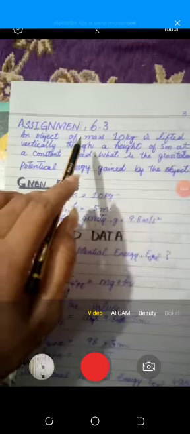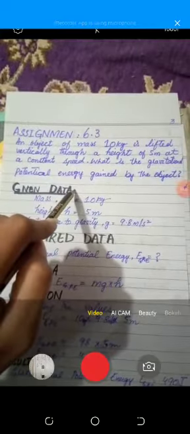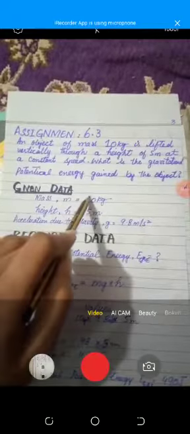Now we are going to do assignment number 3. The assignment number 3 is: an object of mass 10 kg is lifted vertically through a height of 5 meter at constant speed. What is the gravitational potential energy gained by the object? Now what is given to us is mass m equals 10 kg and the height is also given, 5 meter. They are asking that we calculate the gravitational potential energy.